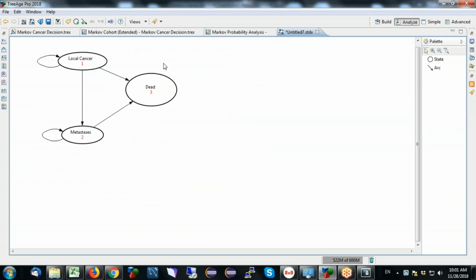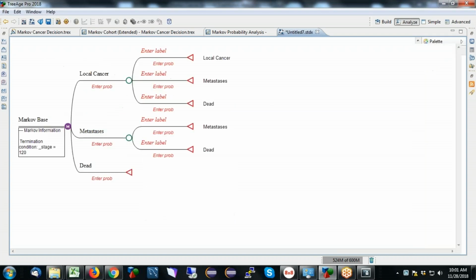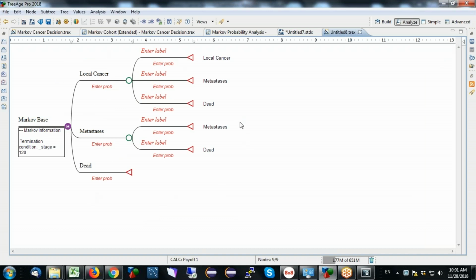But this gives you a nice kind of simplified view of a Markov model. In addition, you can start with this and you can right-click and convert that to a Markov tree and make that the beginning of your building of a Markov model. So state transition diagrams go back and forth either way.